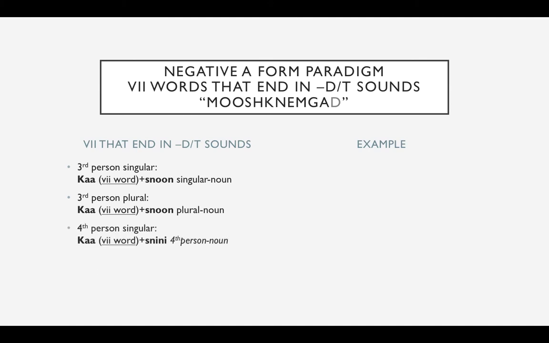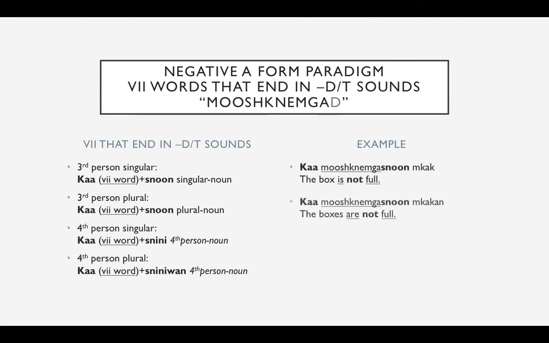So fourth person, again, starting off with ka, followed by our VII word, and then using our snine suffix, followed by our fourth person singular noun. And then fourth person plural is, again, starting off with ka, followed by our VII word, ending with snine1, meaning it's plural, and then followed by our fourth person noun.